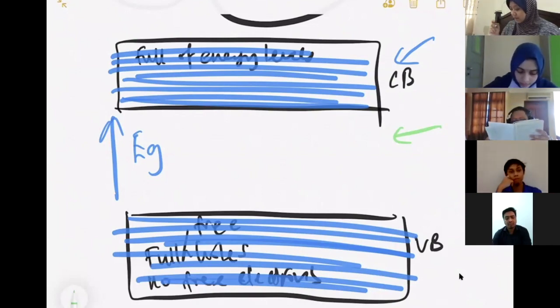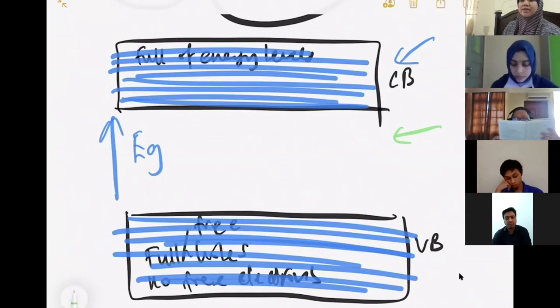So when you dope it, what happens is you will have the energy level of the donor inside the band gap. So for example, if it's N type, what's the energy level? Is it close to conduction or valence if it's N type? It's close to conduction. Why?